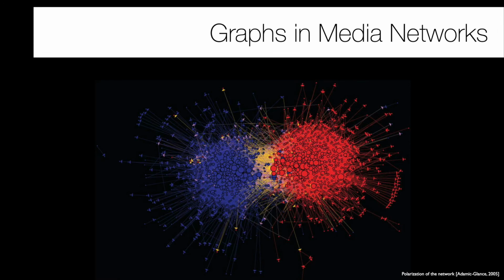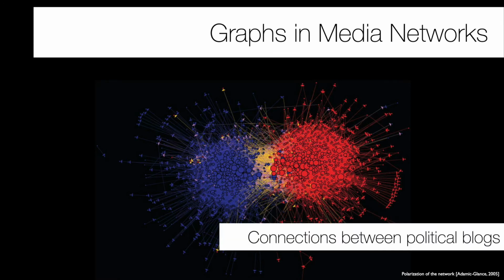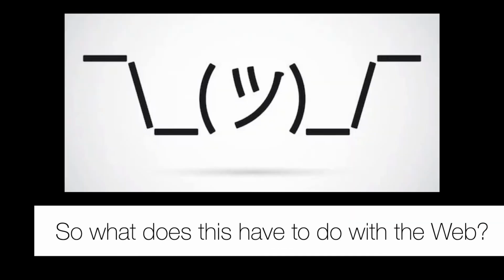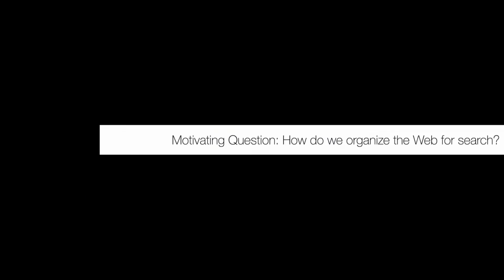So just to rehash, remember from last time we talked about how the web is full of networks. In particular, a standard example is the connection between political blogs and the blogosphere. But the question came up about what does this have to do with the web? So understanding something about graphs and networks in general, how can we use that in the web? And the main question we tried to address was how we use this information to organize the web for search, to make the web more accessible and more useful for people who want to find information therein.